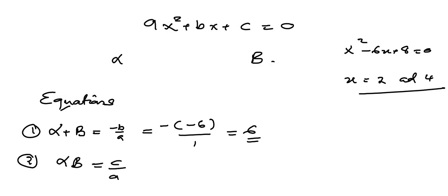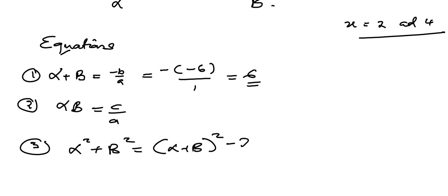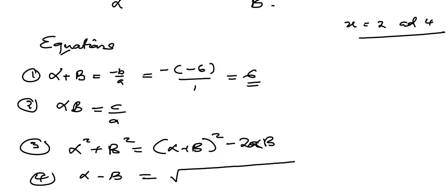So this is alpha times beta. The other equations that I want to stress on are the expansion ones. Alpha squared plus beta squared is the same as alpha plus beta, squared, minus 2 alpha beta. Then the fourth one is alpha minus beta. This is the same as the square root of alpha plus beta, squared, then minus 4 alpha beta. That's how it looks like.